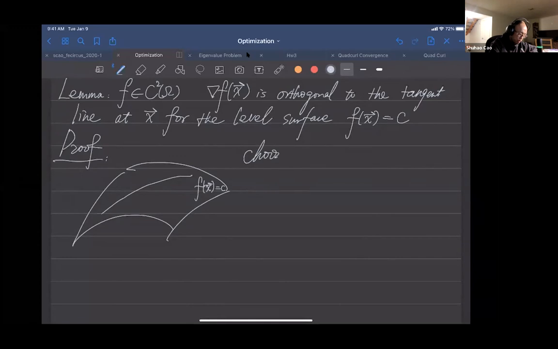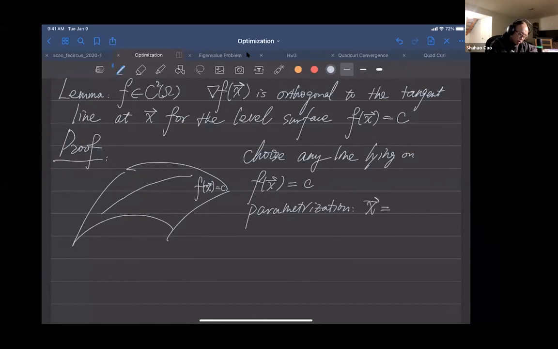Suppose we choose any line lying on this level surface. And we parametrize this line by x equals x of t. This line is like a vector. For example, this vector is x of t1, and this vector is x of t2. We parametrize this line by representing its position vector as a function of t.